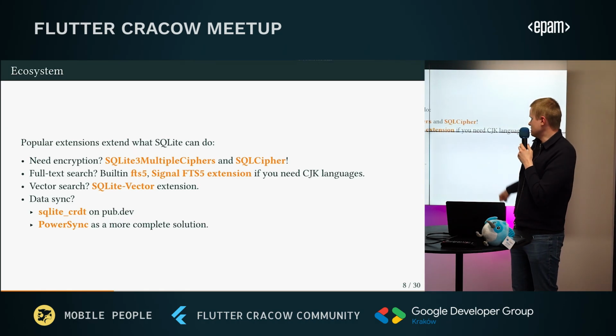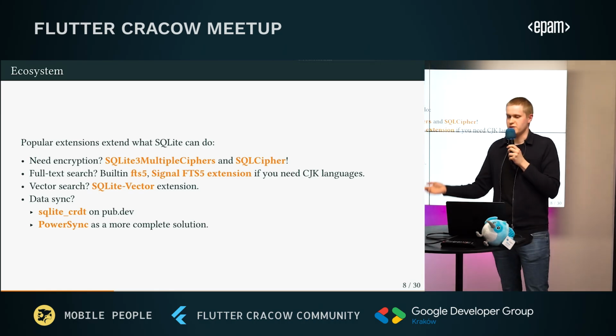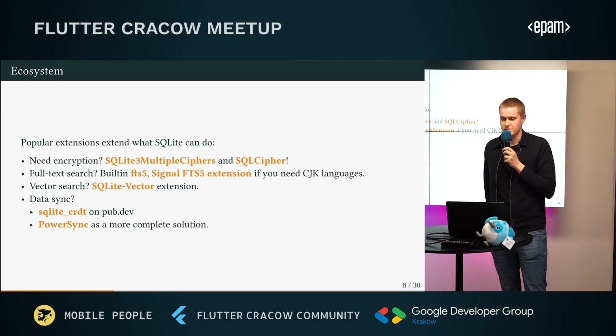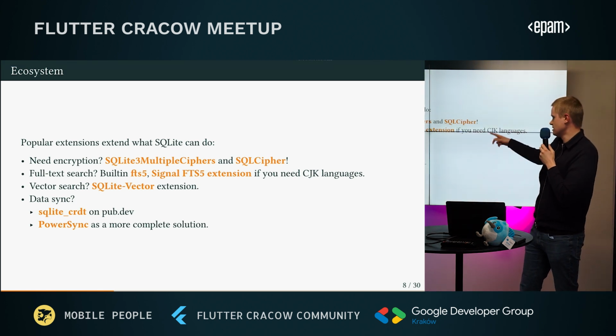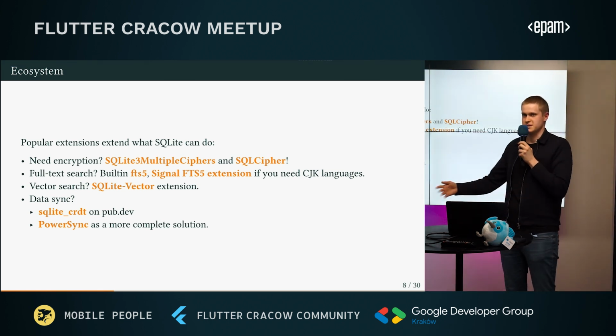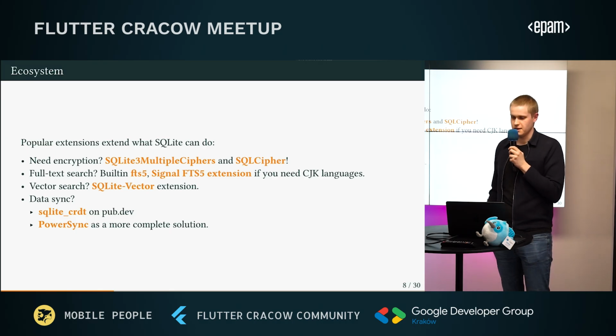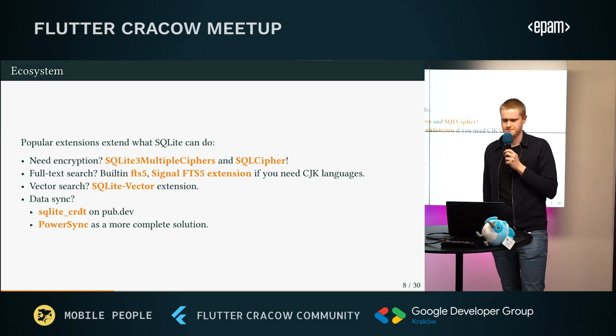So there's the SQL Cypher project, which is a commercial offering, but they have a free version available. And there's the open source SQLite multiple ciphers package, which is probably what I would recommend if you start using encryption with SQLite today. So that just works.